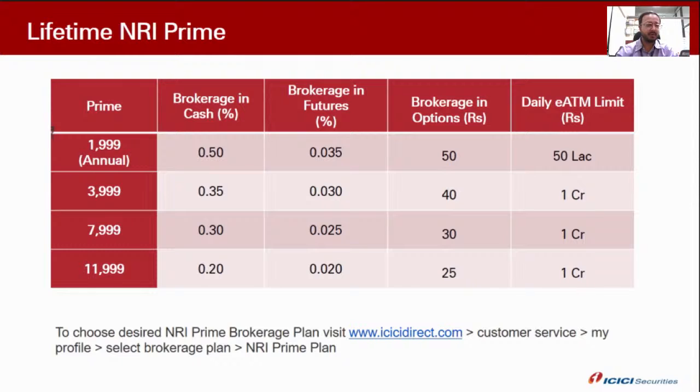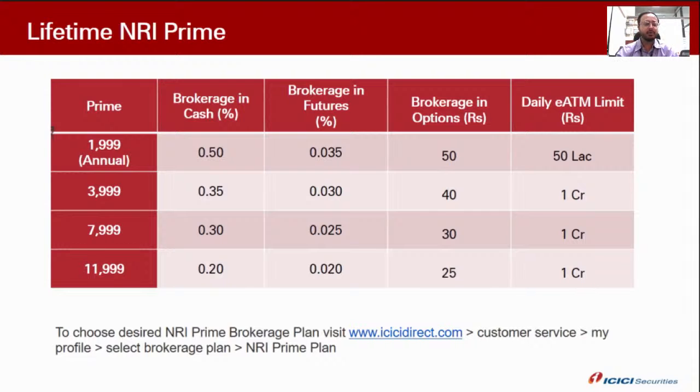Now, you can see 4 plans listed out here, right? Starting from 2,000 rupees all the way to 12,000 rupees. Only the first plan, the lowest plan, that is 1,999, is an annual subscription plan, meaning you will have to keep giving 2,000 rupees annually in order to avail the benefits of the lower brokerage that you see of 0.5% in cash and so on, right? But any plan that you select from 3,999 and upwards is a one-time subscription. That means that pay-in will be debited from your bank account once, and the brokerage rates will be applicable for lifetime.